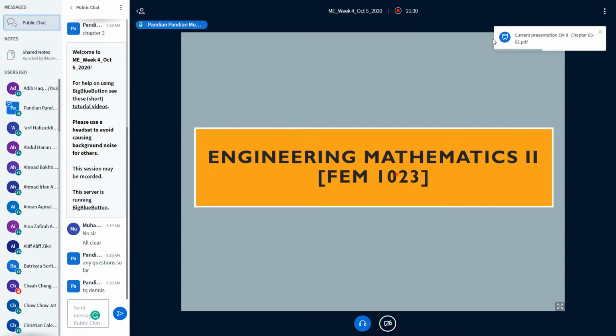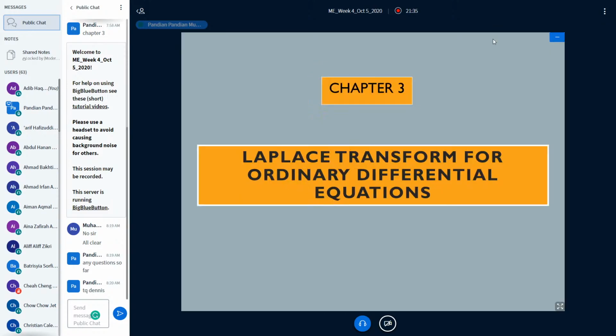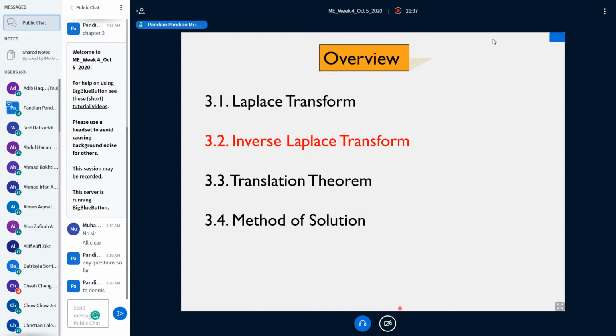Okay, so this is the second part, 3.2, inverse Laplace. For inverse Laplace, you have to refer to Laplace also. The previous slide, number 18, 3.1, yeah? So refer to 3.1, Laplace transform.